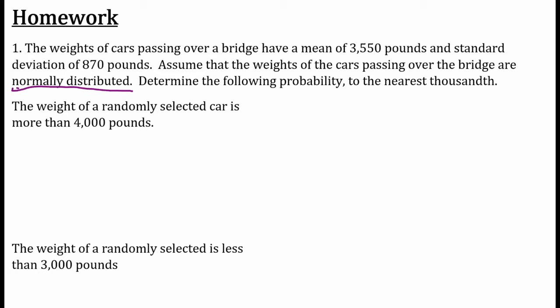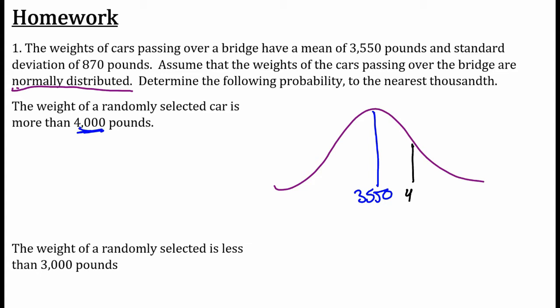Determine the following probability to the nearest thousandth. So the weight of the randomly selected car is more than 4,000 pounds. So let's draw a picture. So there's my normal curve. In the middle of our normal curve always goes our mean, 3550. I want to know more than 4,000. So where does 4,000 fall? Well, 4,000's over here. More than 4,000, so I'm going to shade up this way. I want to know what's that proportion under the curve that way.